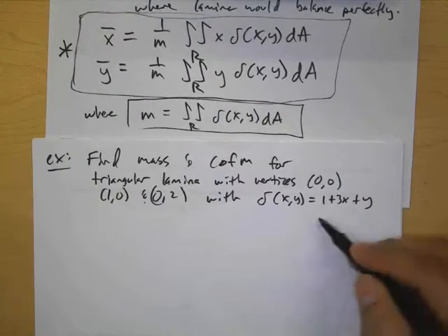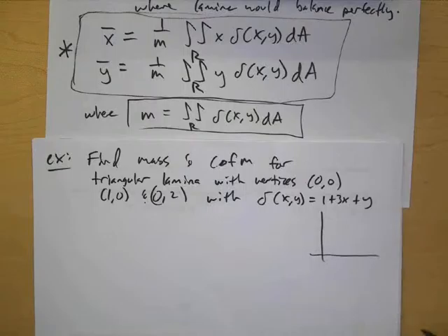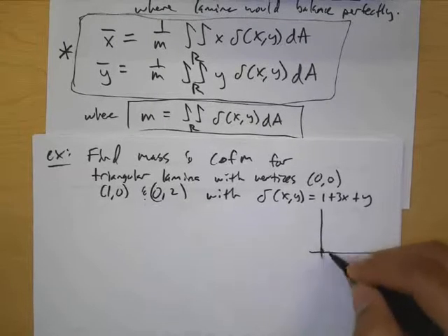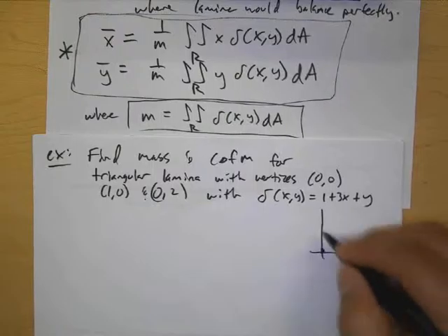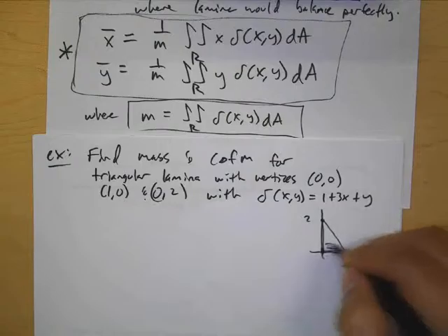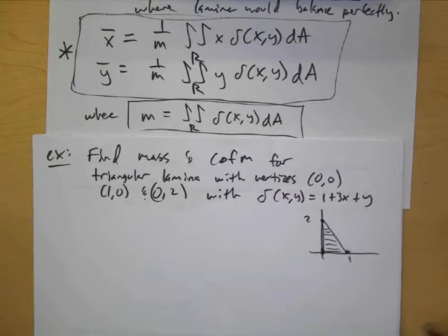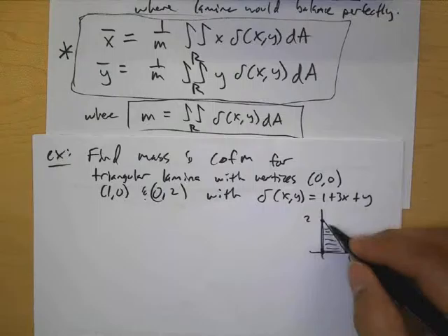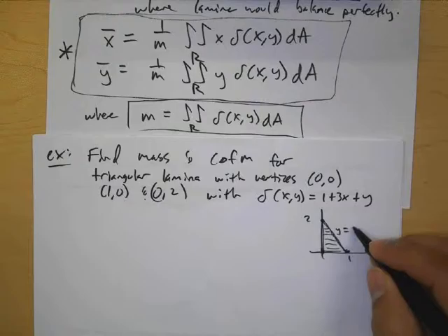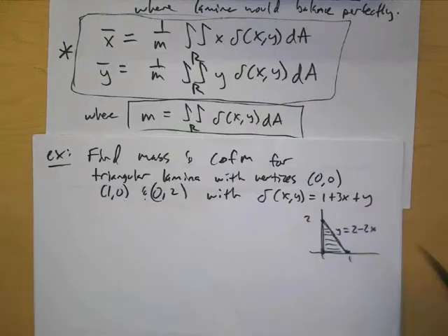Okay, so again, I'm a fan of sketching whatever you're working with. They gave you a region: 0, 0, 1, 0, 0, 2. So here's our region. Pretty much easy to work with. The only thing we have to figure out is the equation of this line on the right, which is what? 2 minus 2x. Good.